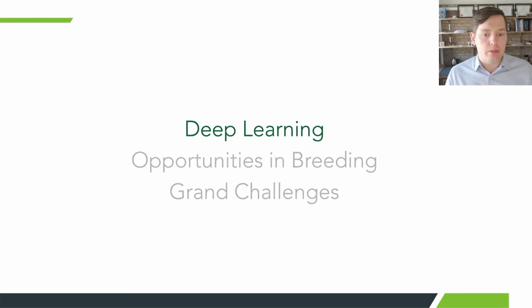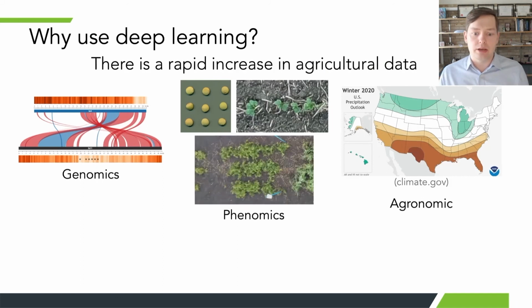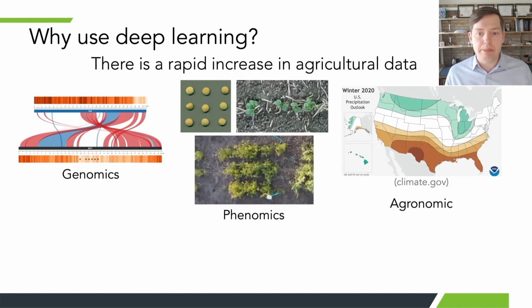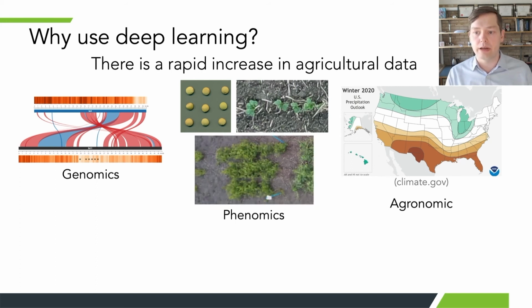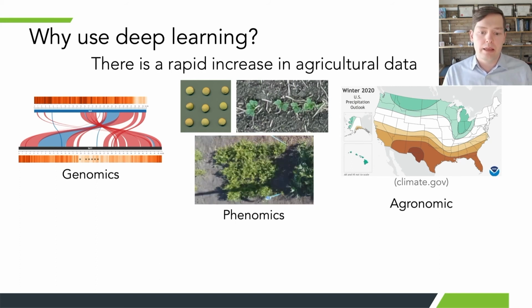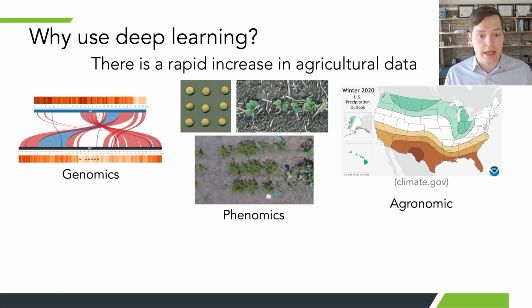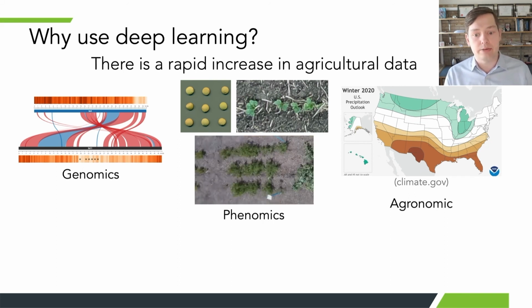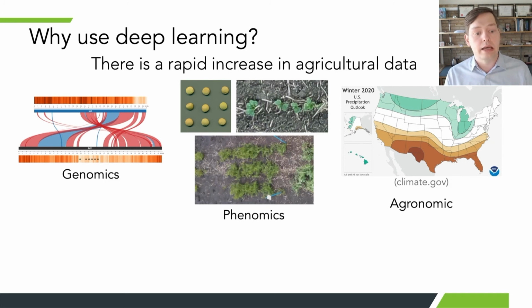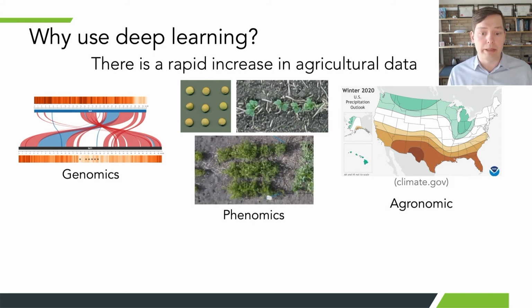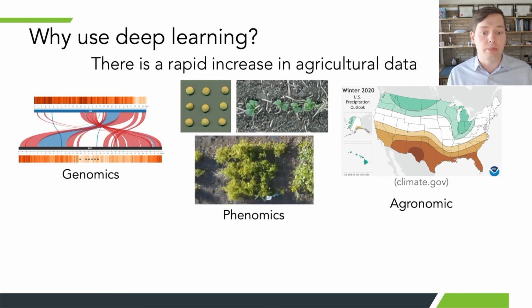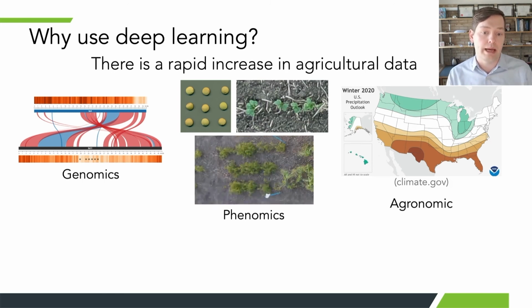So why are we interested in deep learning generally? It really is in response to the rapid increase in the availability and the measurement of agricultural data. This increase in data set size and breadth has really three main areas. The availability of genomics data has increased rapidly, and the costs for performing sequencing have reduced dramatically.